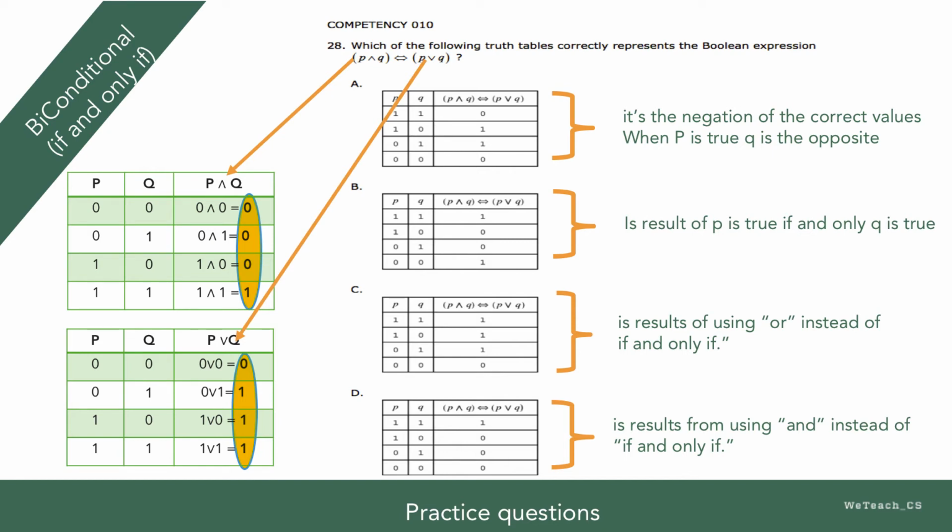A is incorrect because it's the negation of the correct values. B is the correct answer because P is true only when Q is true. C is incorrect because it's the result of using or instead of if and only if. And D is incorrect because it's the result from using and instead of if and only if.